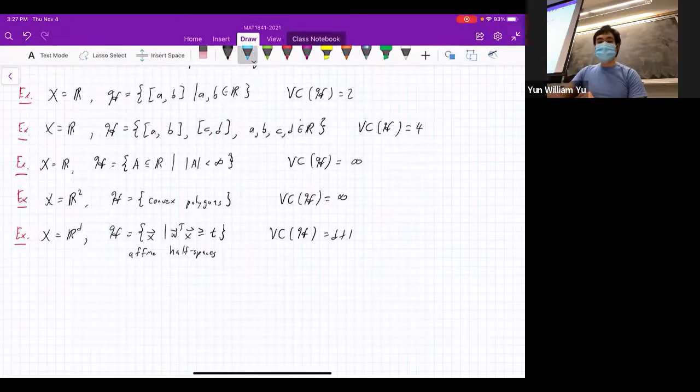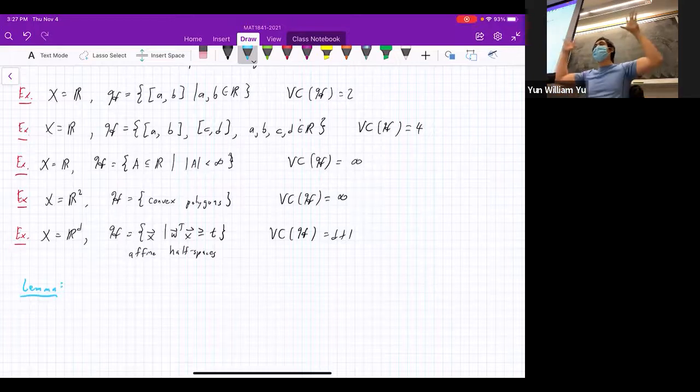Let's prove this. It will take a little bit of work, but we'll do it in two parts. The first is we'll show that it's at least d plus 1. To prove it's at least something, all you have to do is exhibit some set that it shatters. So that's in some ways the easier direction. Whereas proving that it's no bigger than that, you have to show that for every set of size d plus 2, it can't be shattered.